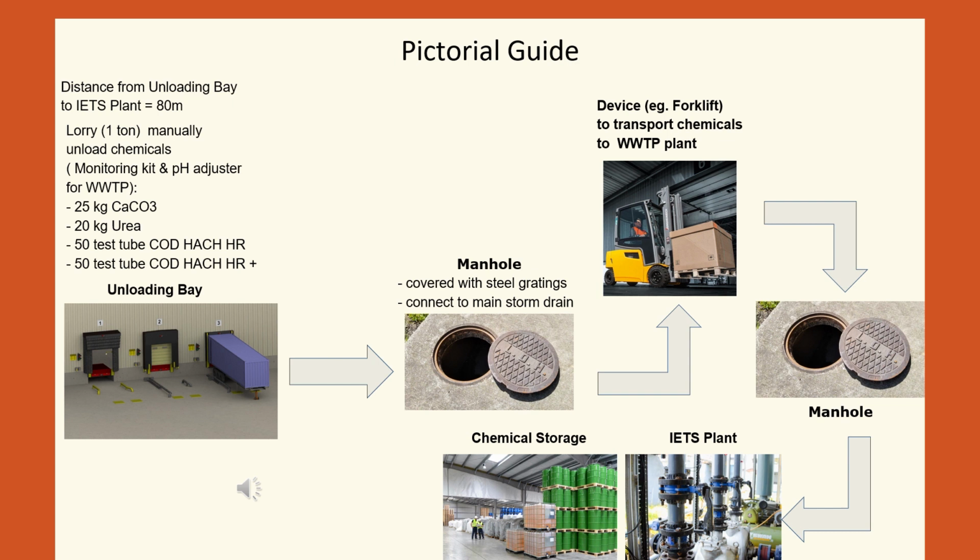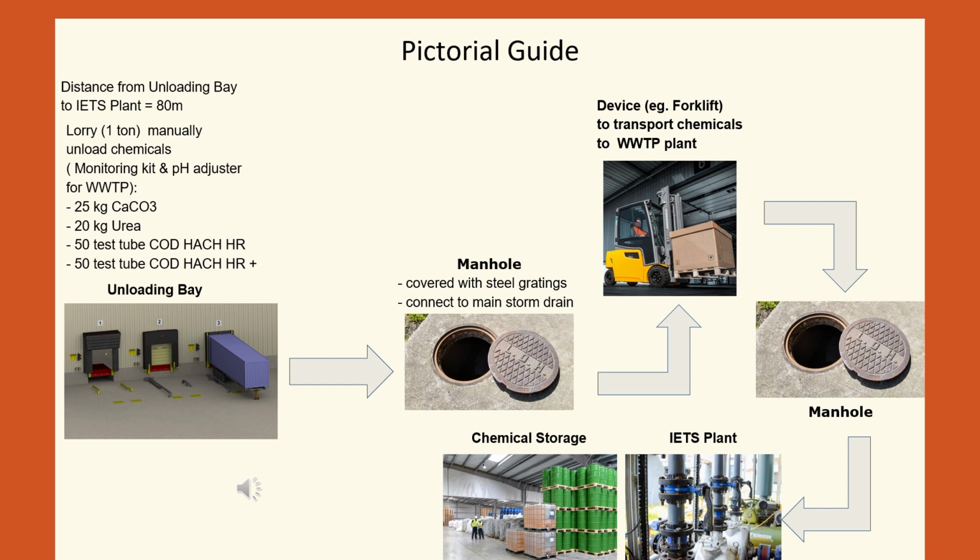So a 1-ton lorry will be carrying chemicals, which will act as a monitoring kit and pH adjuster for the wastewater treatment plant. This lorry is located at the unloading bay, and the chemicals in the lorry will be manually unloaded. The chemicals include 25 kilograms of calcium carbonate, 20 kilograms of urea, 50 test tubes of COD HACH HR and COD HACH HR+.